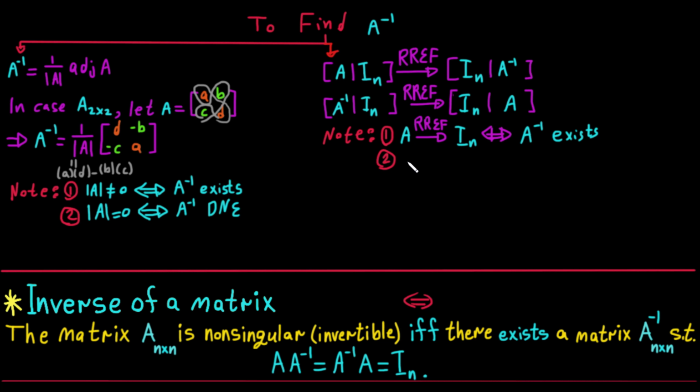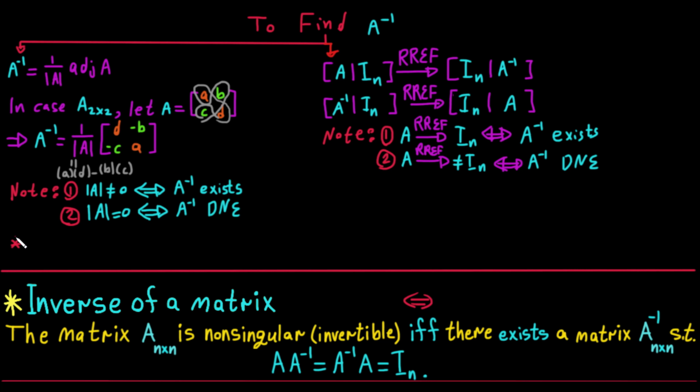And also here, the opposite way, RREF. If you couldn't change A to the identity matrix, so I will put not equal to identity matrix, then A inverse does not exist. And the same thing applies: if A inverse does not exist, then you cannot transform A to the identity matrix.